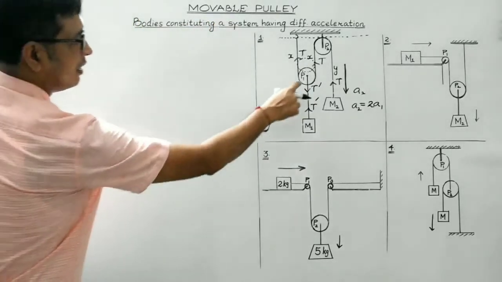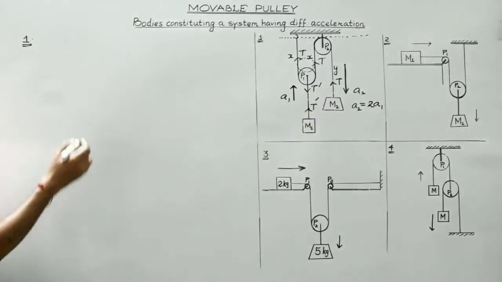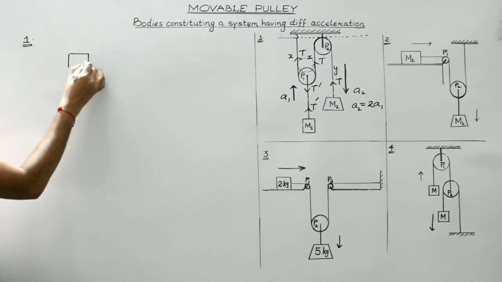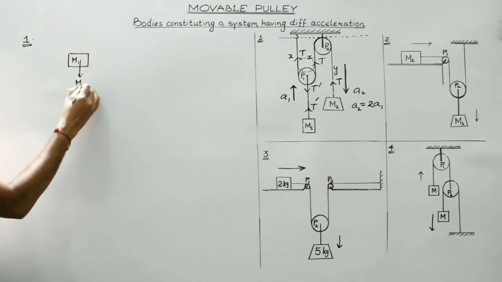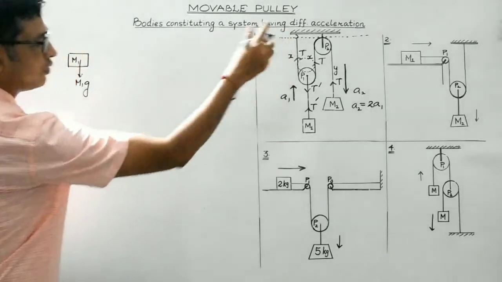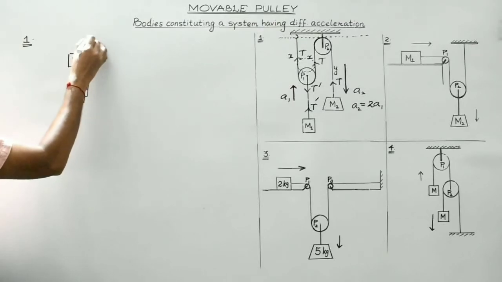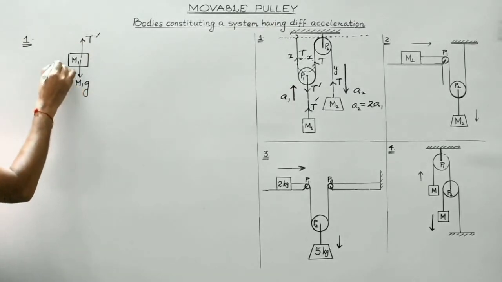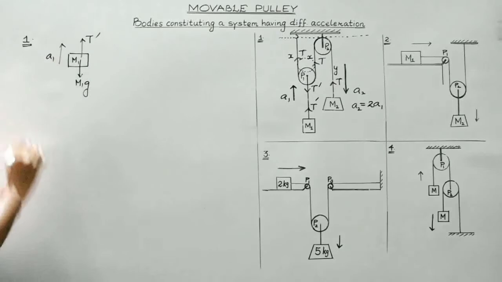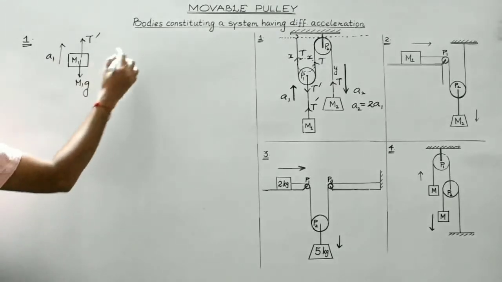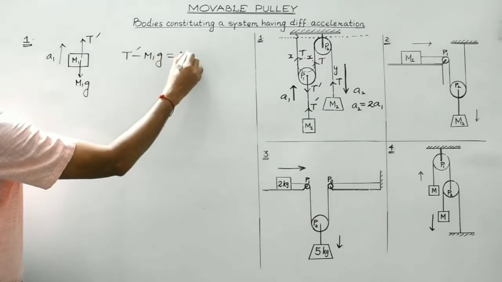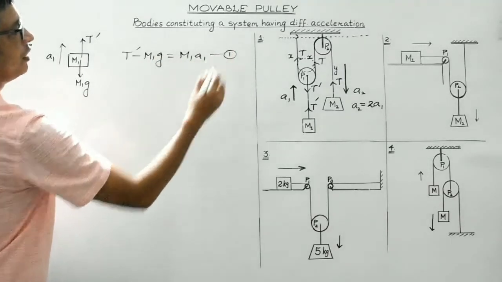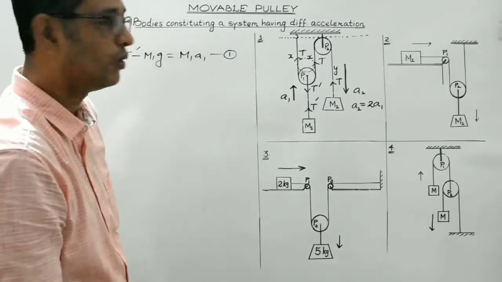So, let's concentrate on mass M1. Let's draw the free body diagram of M1. Okay, what are the forces acting? One is its weight, the other one is the tension T dash, and its acceleration is A1. Isn't it? So, what will be the equation? T dash minus M1G is equal to M1A1. Students, put this as equation number 1, right?